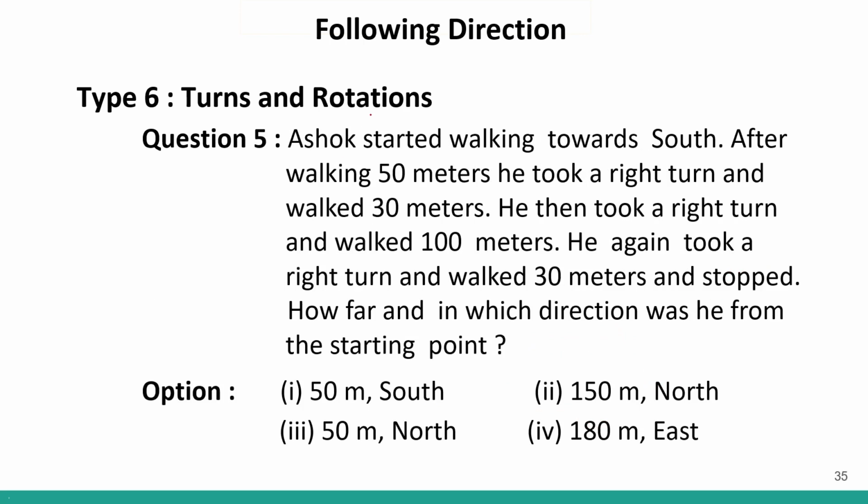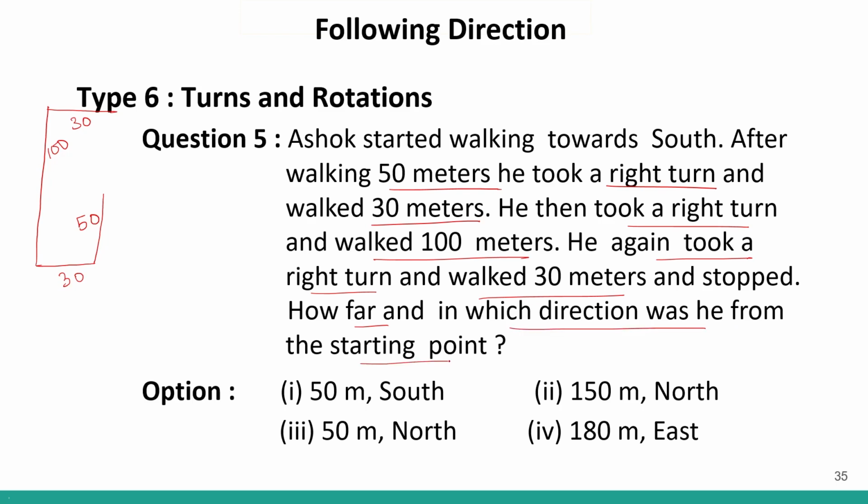Now, let us see. Ashok started walking towards south. So Ashok is going towards south. And he walks 50 meters. And then he takes a right turn. So right turn will be this side. And he walks for 30 meters. Right? Then again he took a right turn and walked 100 meters. Right? He then again took a right turn and walked 30 meters. So again a right turn, 30 meters. Right? And he stopped. How far and in which direction was he from the starting point?